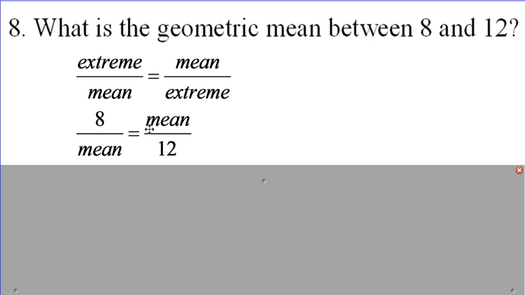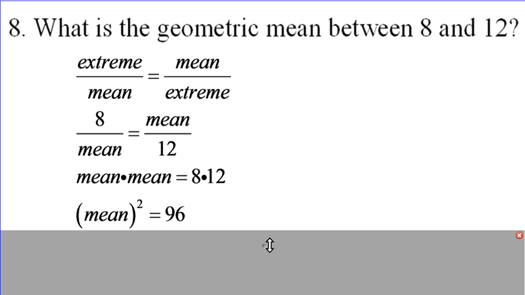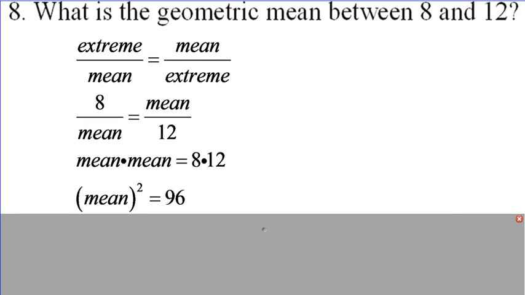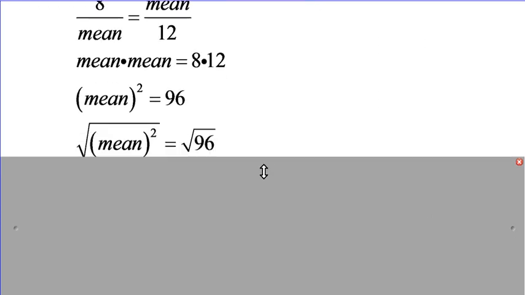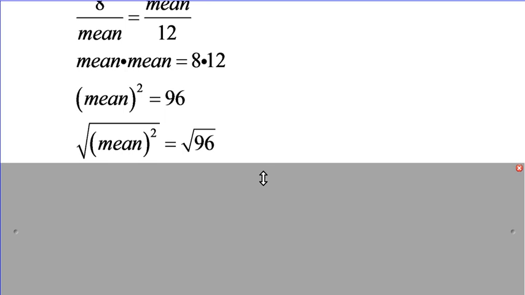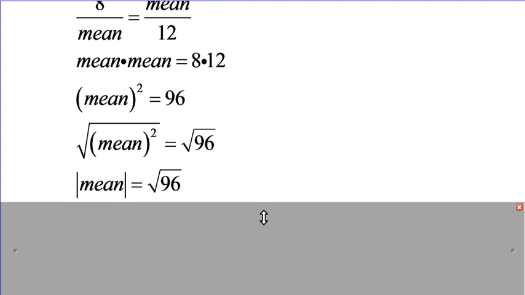So we're going to take our mean times mean, which would be mean squared, and 8 times 12, which would be 96. We're asked to find the geometric mean. If I have the mean squared, to undo that, I would have to take the square root of each side. Whenever we square root something that's being squared, that turns into the absolute value. And so the absolute value of our mean is going to be equivalent to the square root of 96.